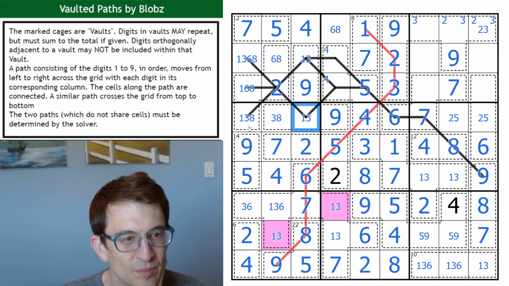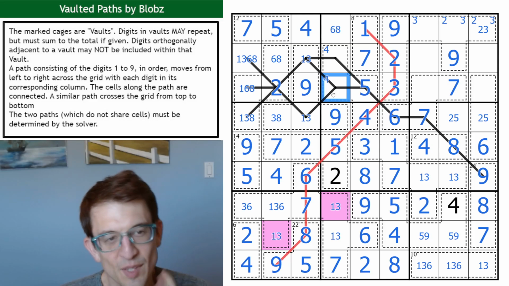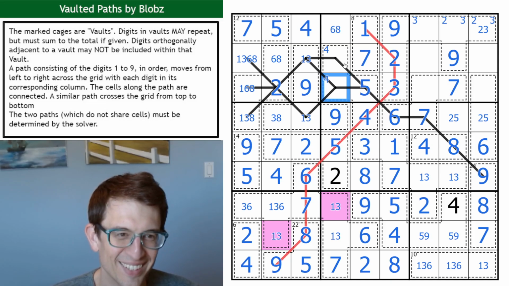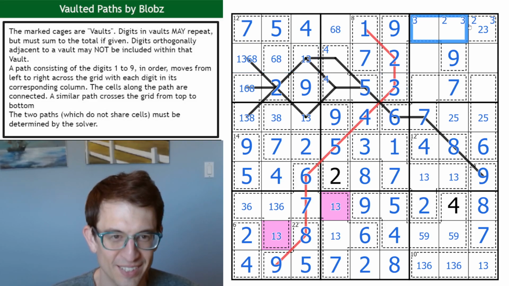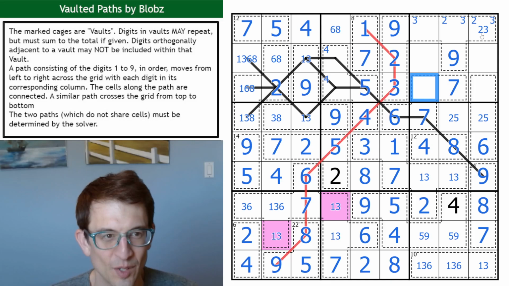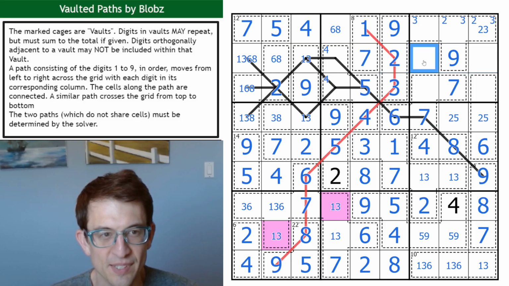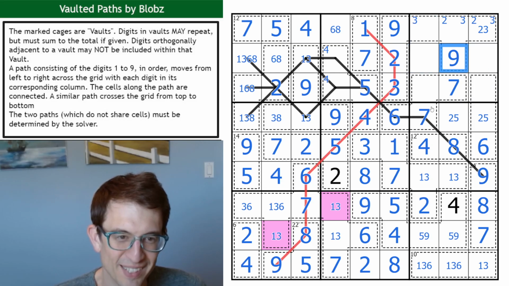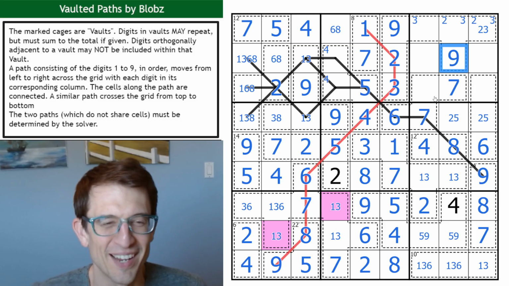Can I say something about anything at all? 3 is here, 3 is here, 3 is here. Yeah, no, I knew that. I can't put 6 here or any of these places. I can't put it here because of the vault. Am I just going to pencil mark this box and eliminate them one by one? I really don't want to.